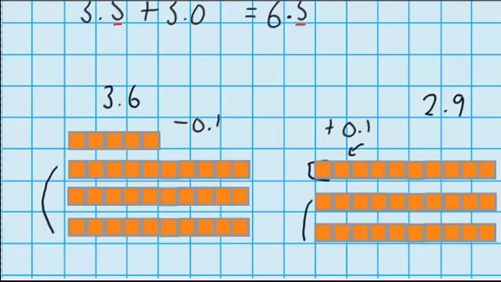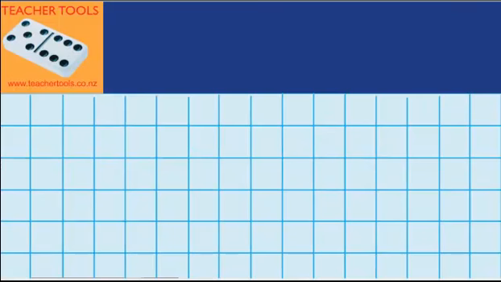Let's try another question. This time I've got 5.8 and I want to add 3.4. So just like last time, I look at these numbers and I think which number here is closest to a whole number. Well, 5.8 is close to a whole number. It's close to 6.